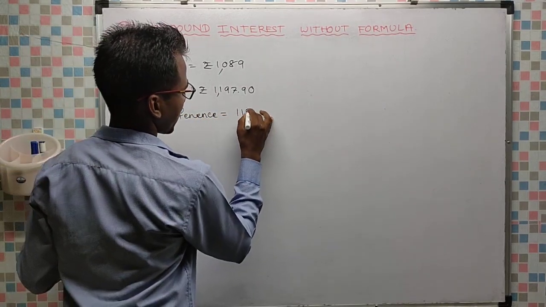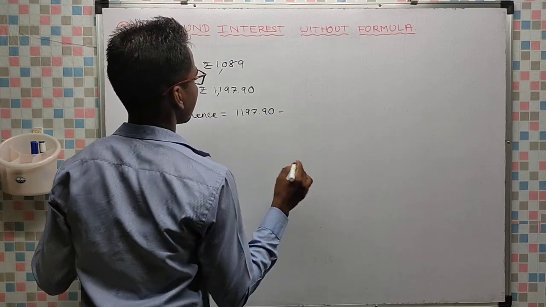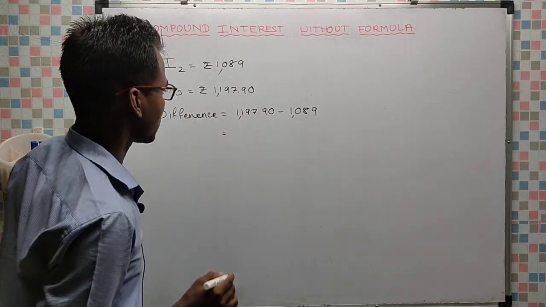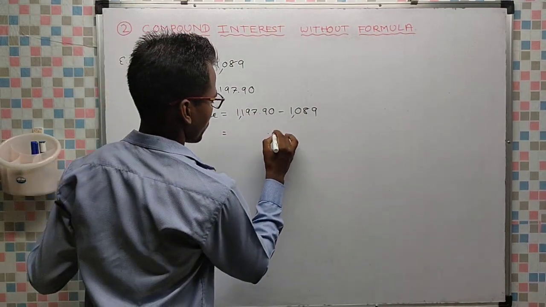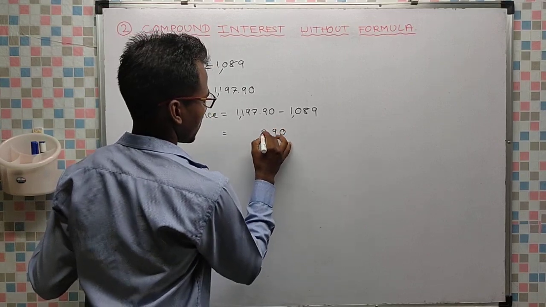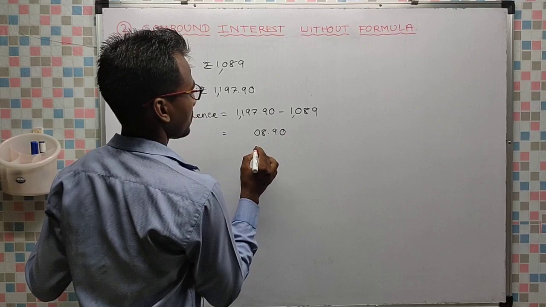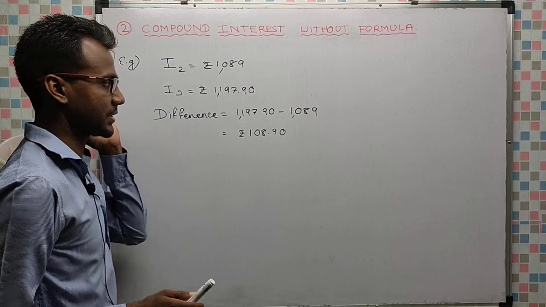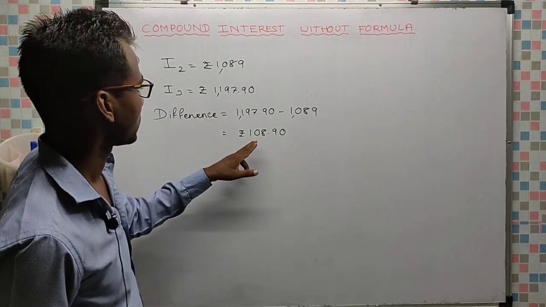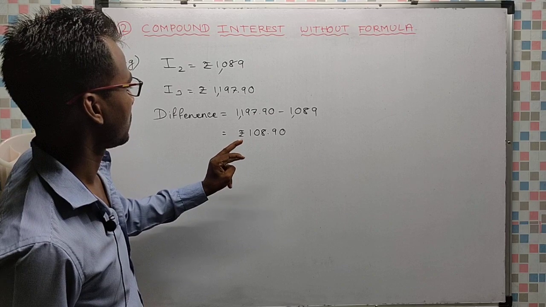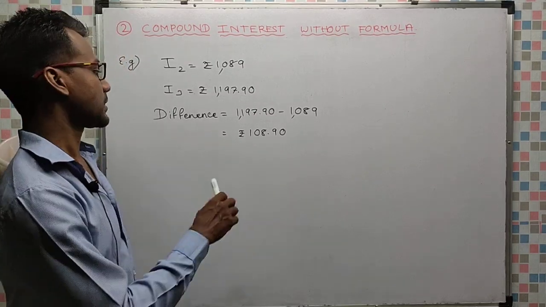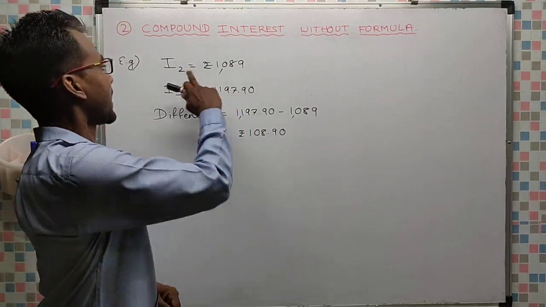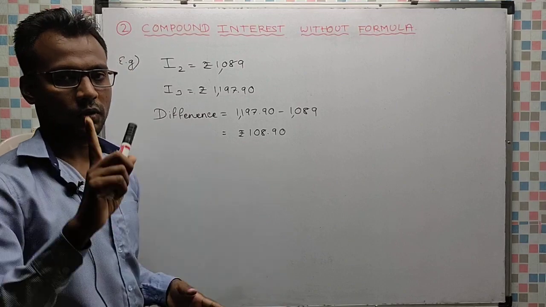Difference is equal to 1197.90 minus 1089, which is equal to rupees 108.90. Now this difference is nothing but the interest on I2 at a certain rate for 1 year.